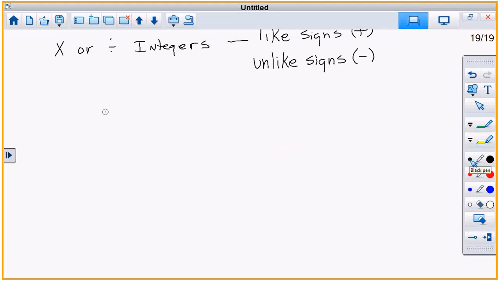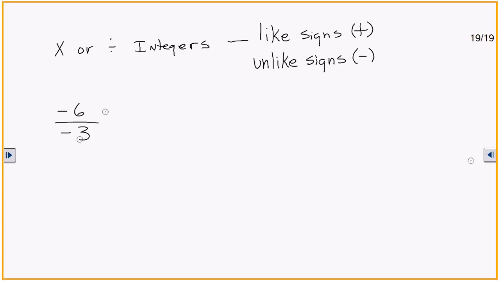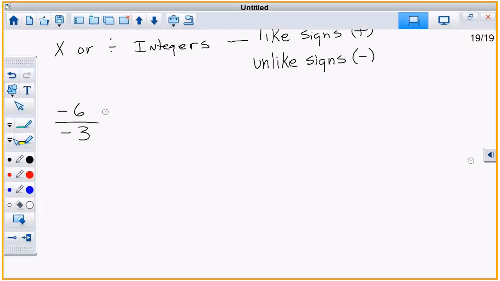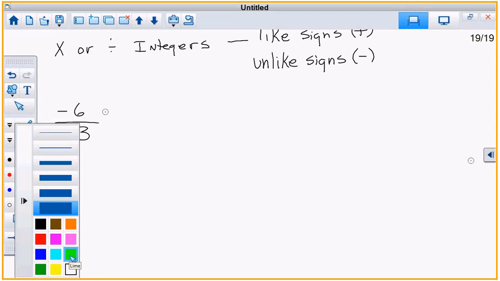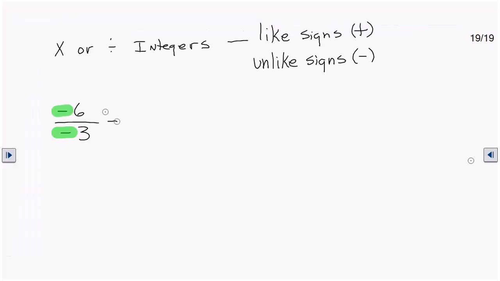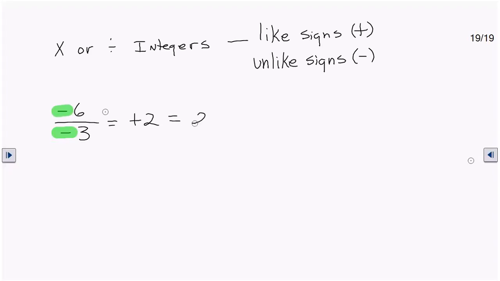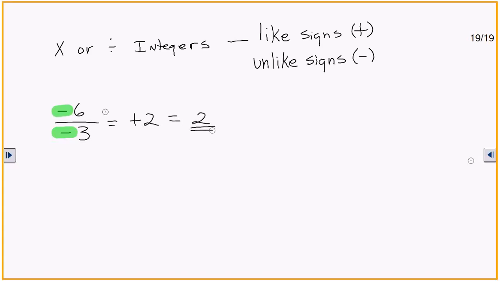So if I take -6 divided by -3, I have like signs. And I'm going to color them green. Green means good. So that means I got a +2. Now you don't have to write +2 because if there is a 2 as an answer, it's assumed that it's a positive because you don't put a positive in front of every single number that you write.